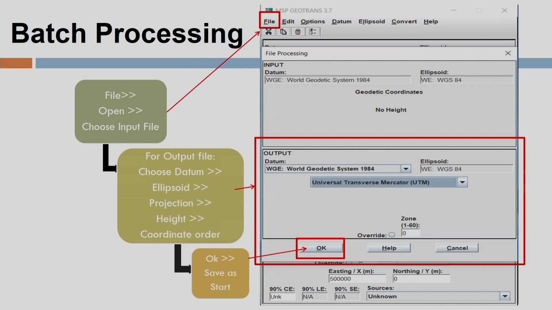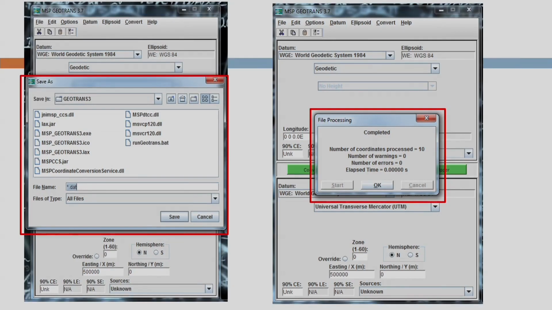Fine. Once you click OK, you will get this kind of interface where you will save the output file, and the moment you save the output file, there will be a message like number of coordinates processed. There are 10, and it is also telling you there are no warnings, there are no errors, and the time elapsed is minimal. Now you can populate your input file with plenty of coordinates, and in that case you should wait for some time because this application will take some time to process your data, as the data is in plenty.